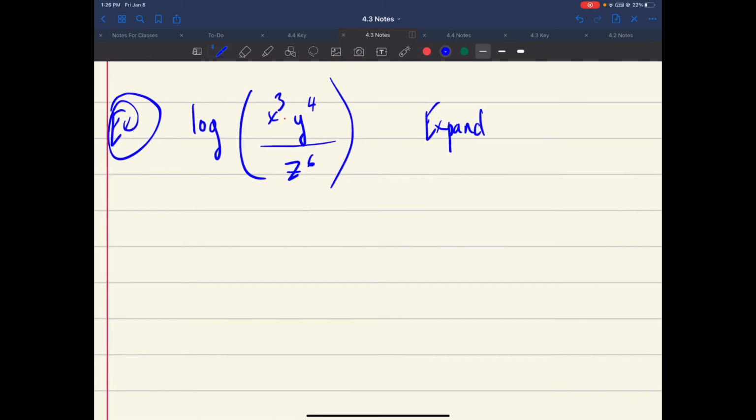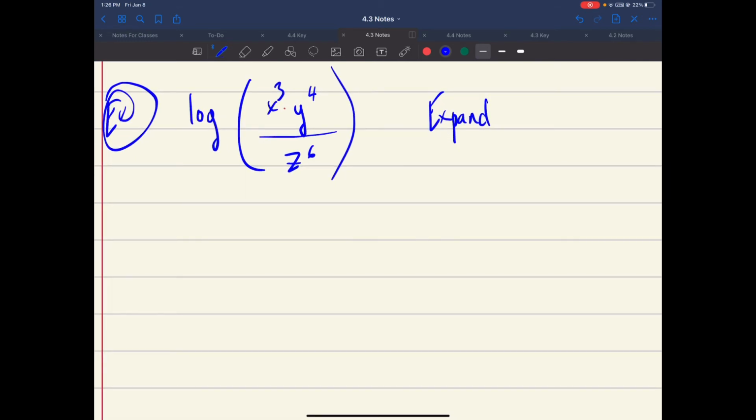All right, so let's do another expand. This one you can see is log base 10 of x cubed times y to the 4th divided by z to the 6th. So how many logs are we going to have here? Well, we have 2 things multiplied and then they're divided. So we're going to have 3 logs at the end. I'll do this in 2 steps. In the numerator, I can separate those with an addition sign. So now it's log of x cubed plus log of y to the 4th.